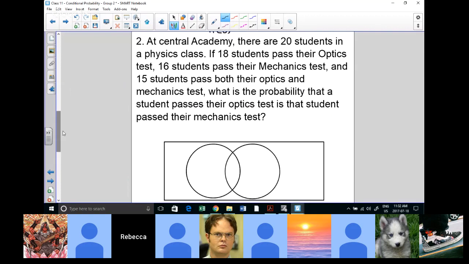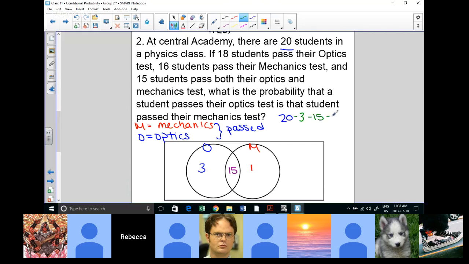At Central Academy, there are 20 students in a physics class. 18 students passed their optics test. 16 students passed their mechanics, so we'll call M mechanics, and we'll call O optics. And we mean passed these classes. We have a total of 20. So 15 passed both. Total of 18 passed optics. Since I already have 15, I have 3 out here. 16 passed mechanics. I already have 15 here, so I have 1 here. The outside is going to be 20 minus 3 minus 15 minus 1. That is going to give me 1 on the outside.